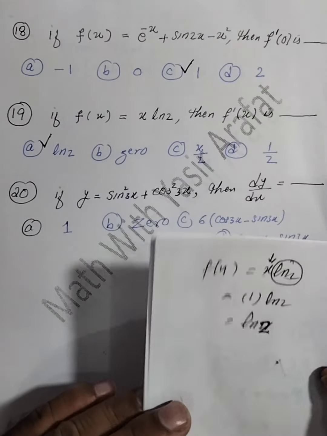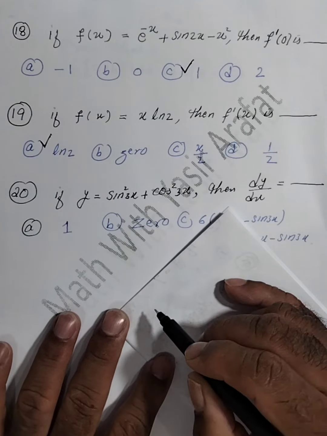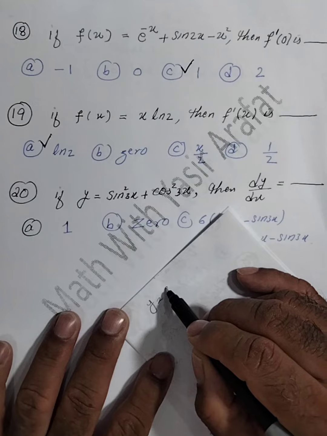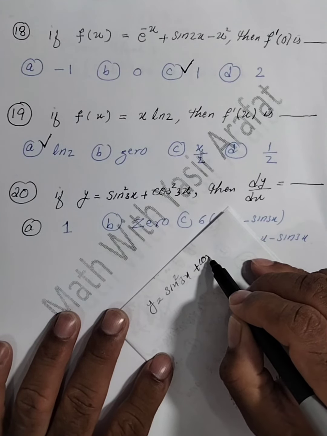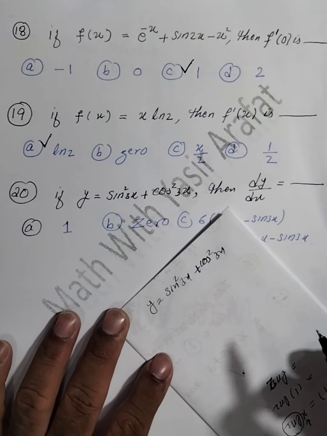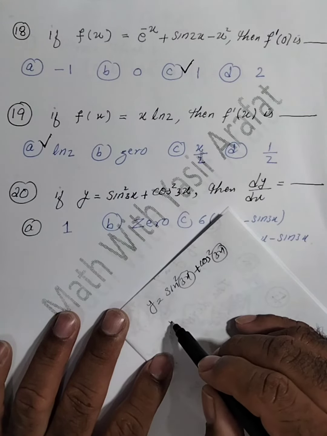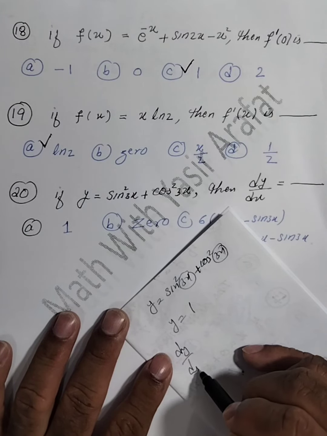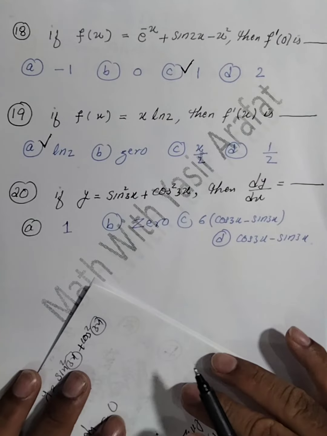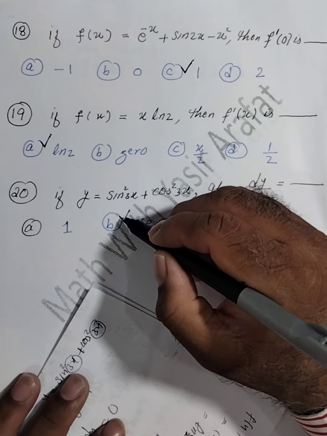Again a very interesting MCQ, the last MCQ, the 20th MCQ. y is equal to sin square 3x plus cos square 3x. With the same angle, sin square theta plus cos square theta is equal to 1. So the derivative of 1 is 0. So the correct option is B of the 20th MCQ.